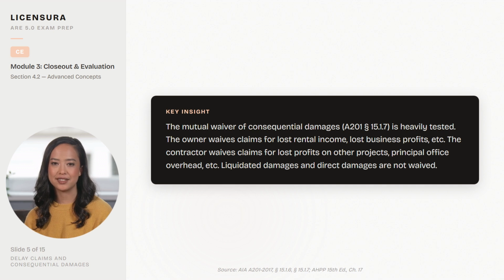Here's the key insight. The mutual waiver of consequential damages, A201, Section 15.1.7, is heavily tested. The owner waives claims for lost rental income, lost business profits, etc. The contractor waives claims for lost profits on other projects, principal office overhead, etc. Liquidated damages and direct damages are not waived.